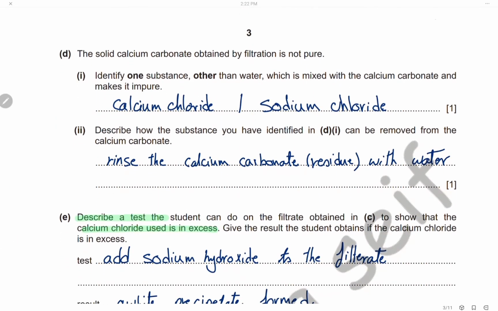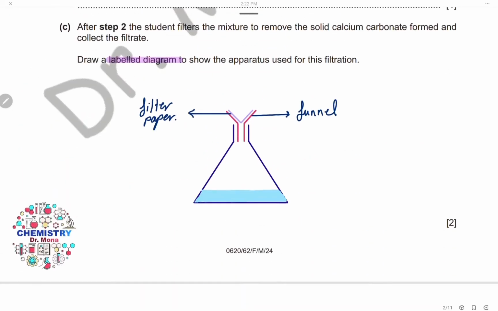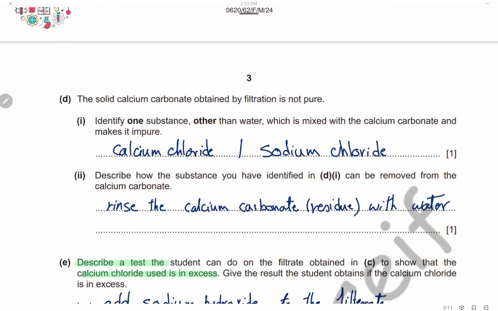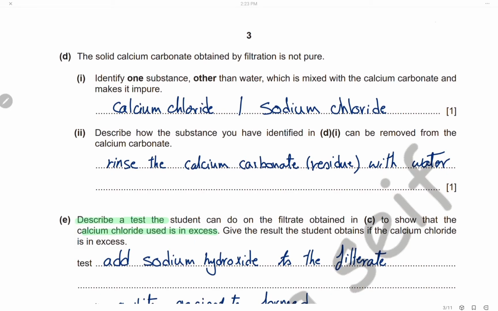The solid calcium carbonate obtained by filtration is not pure. Identify one substance other than water which is mixed with calcium carbonate and makes it impure. We can see here from the filtration, calcium carbonate will be on the filter paper, and it may have a small amount of the filtrate attached to the residue, and the filtrate contains sodium chloride and calcium chloride, so that will make calcium carbonate impure. So to identify one substance that makes calcium carbonate impure, it may be calcium chloride or sodium chloride.